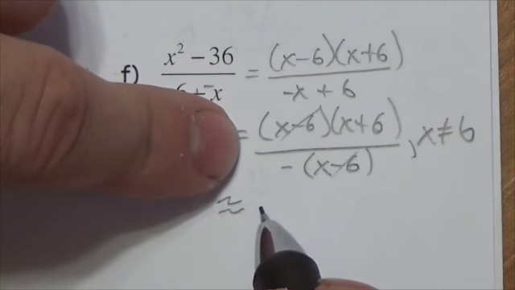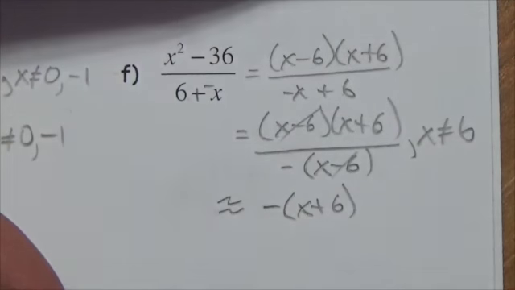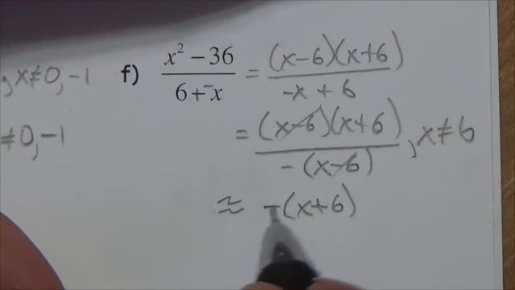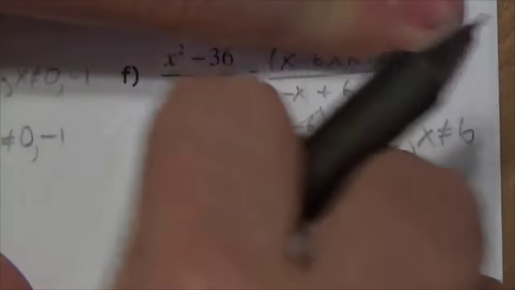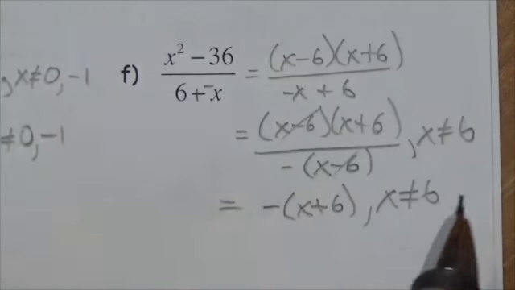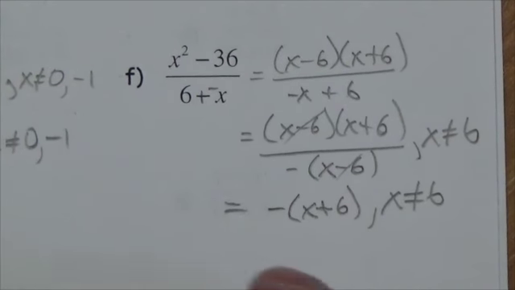So altogether this will be negative x plus 6. They're not equal to each other. They're equivalent until I state this. X can't equal 6. And now I've fixed my problem, and there you go. This expression here is equal to negative x plus 6, so long as x doesn't equal 6? That was a good question. Really like that one.